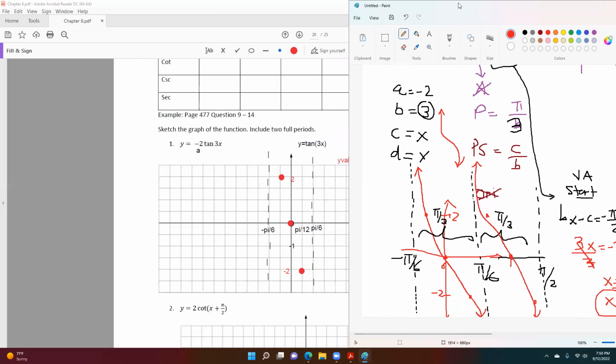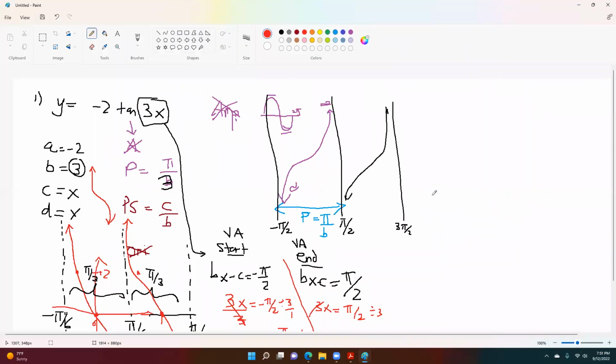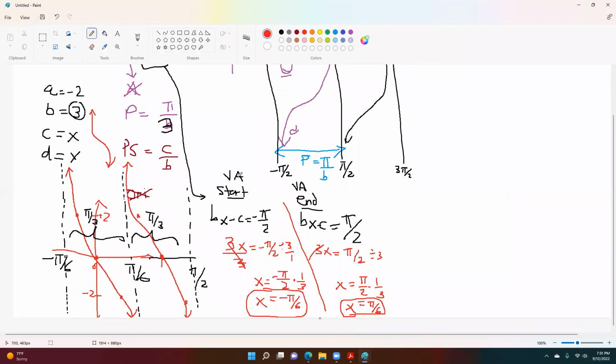Now, the tangent graph is a little bit simple, you do not need to do a lot of work. But what I want to point out is, 1, make sure you know where your vertical asymptote starts and ends. How do you do this? Take bx minus c equals to -pi/2 and pi/2, and you solve for x, you get yourself your vertical asymptotes.